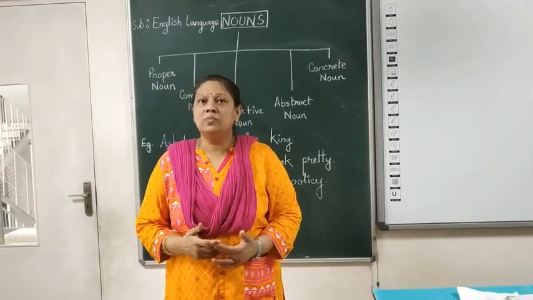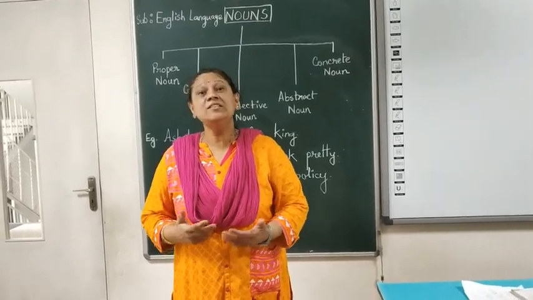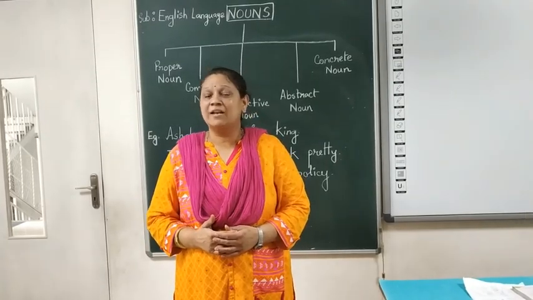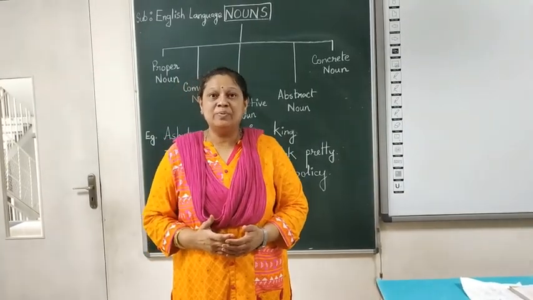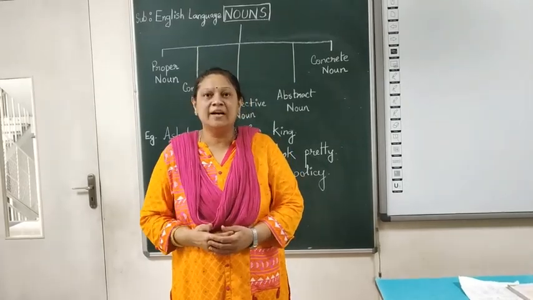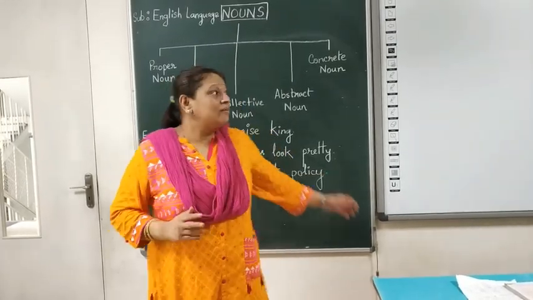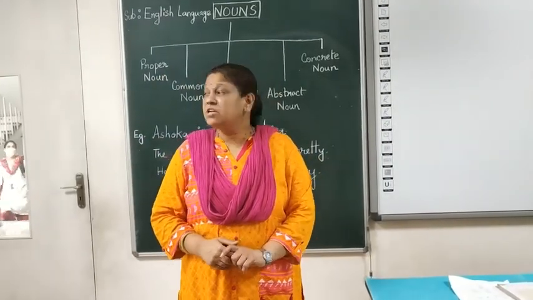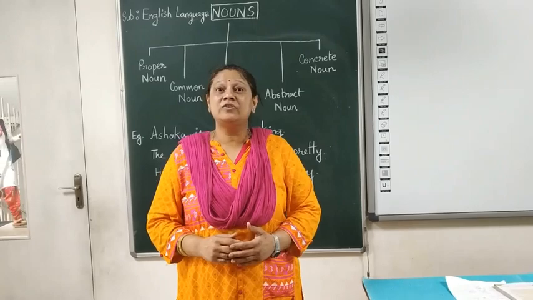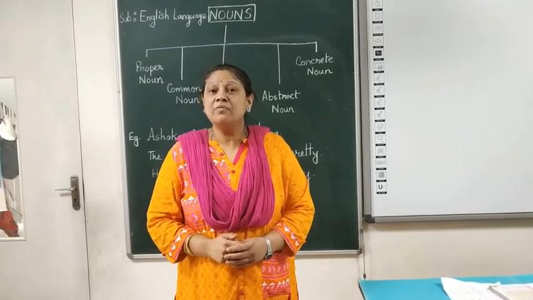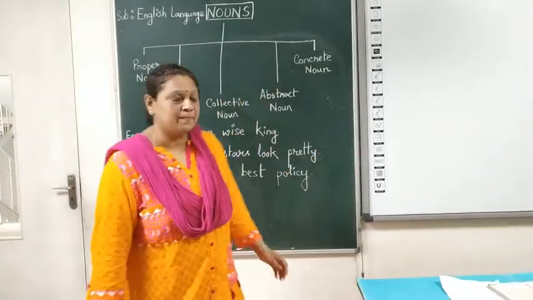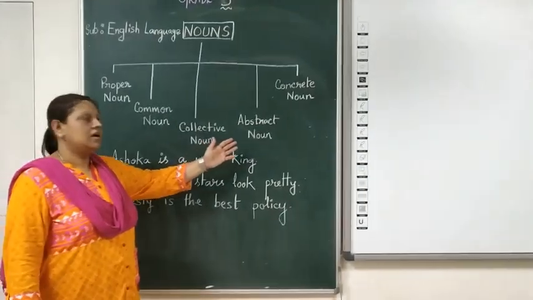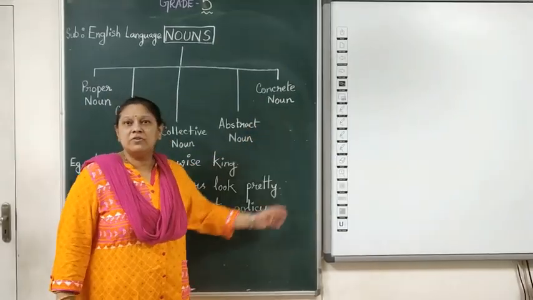Today we are going to deal with nouns. Now, what is a noun? A noun is a name of a person, place, animal or a thing. For example, a fan, your city, Bangalore, your blackboard. Everything is a noun. Now, nouns are again classified into different types. We are going to learn about it: proper noun, common noun, collective noun, abstract noun and concrete noun.